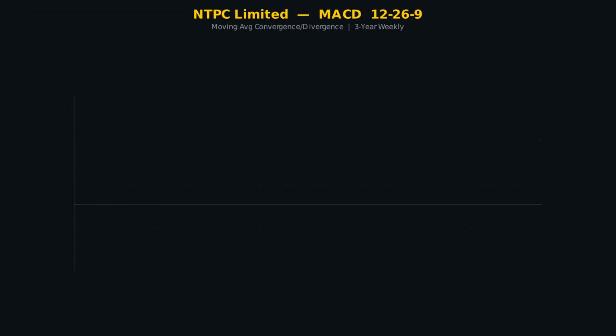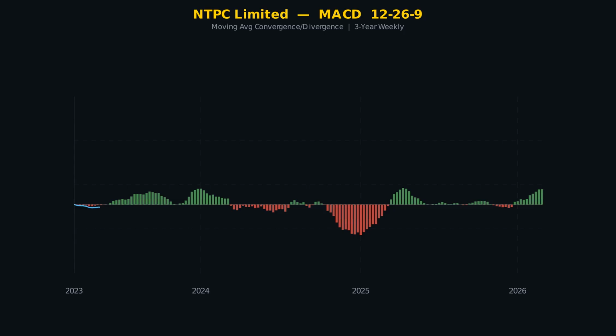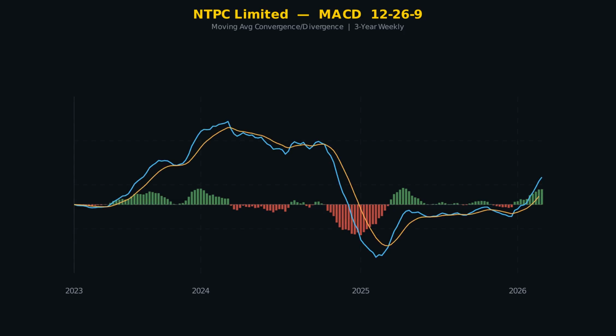Here is the MACD chart for NTPC Limited. Green bars mean MACD is above signal, bullish momentum. Red bars mean bearish momentum. Currently, the histogram is expanding. The MACD line is above the signal line. Bullish momentum is confirmed. The MACD value is 10.11.